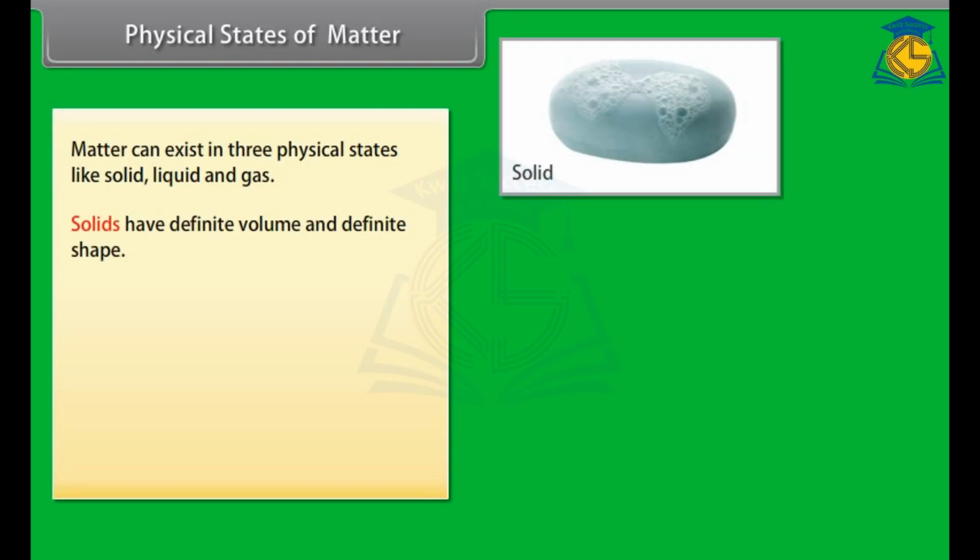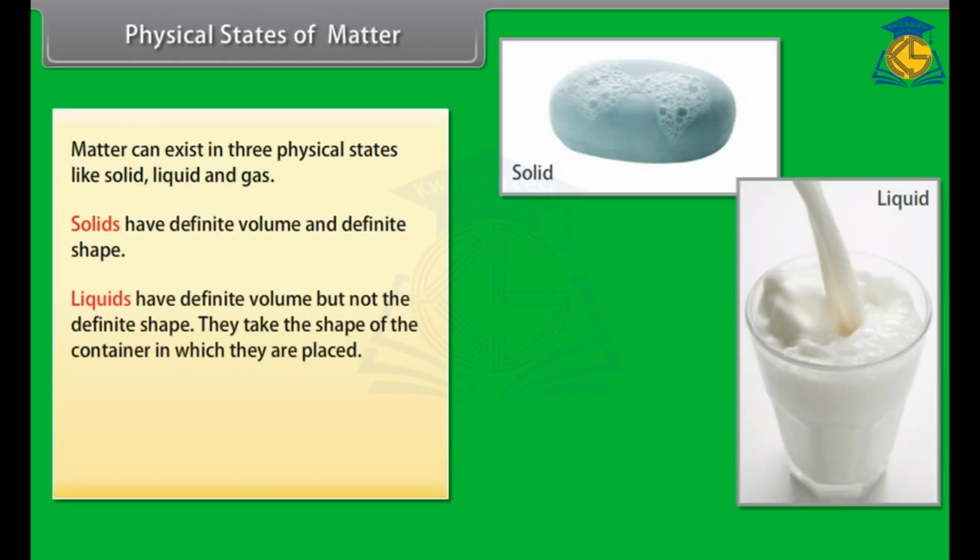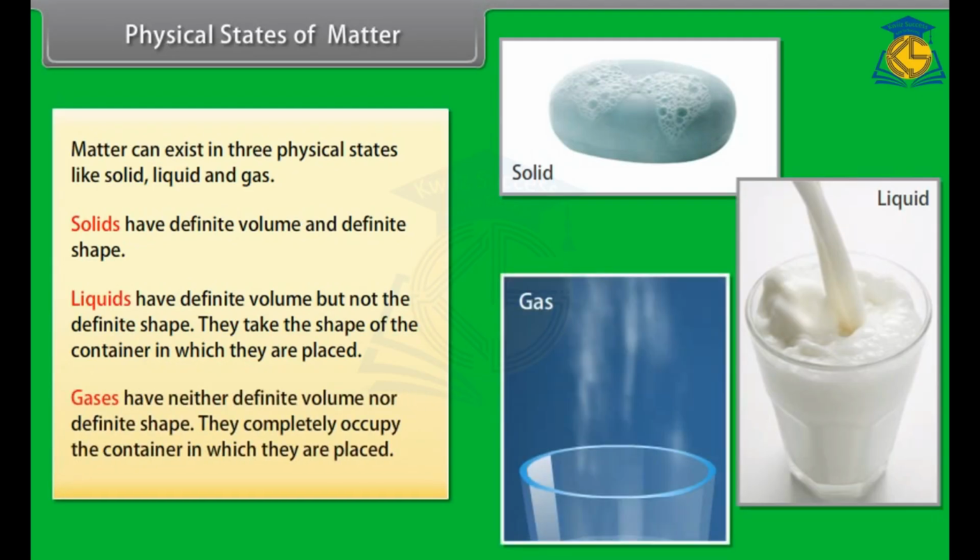Solids have definite volume and definite shape. Liquids have definite volume but not the definite shape. They take the shape of the container in which they are placed. Gases have neither definite volume nor definite shape. They completely occupy the container in which they are placed.